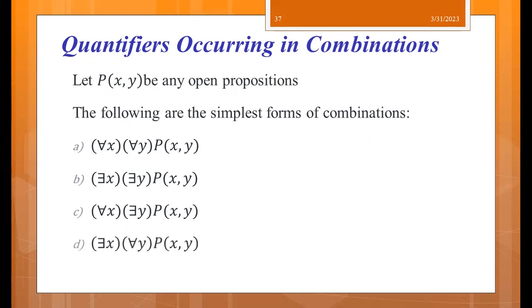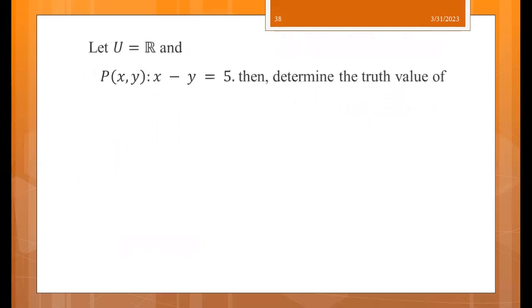So depending on these possibilities, let's consider the truth value of each one using an example. Let's assume that we have the universal set be the set of real numbers, and the open statement P of x, y be x minus y is equal to 5.